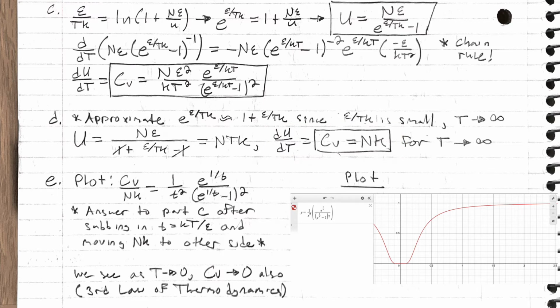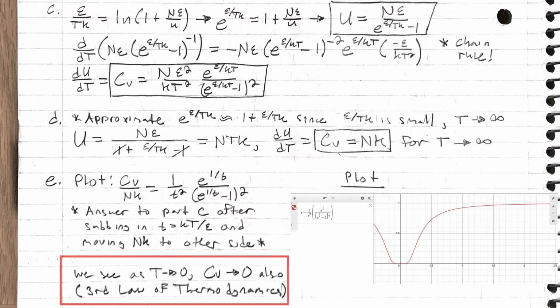Below is a graph that I plotted in Desmos for part E. I substituted in little t for epsilon over kT, and then also moved Nk to the other side to avoid dealing with all those units, so we only have unitless values.